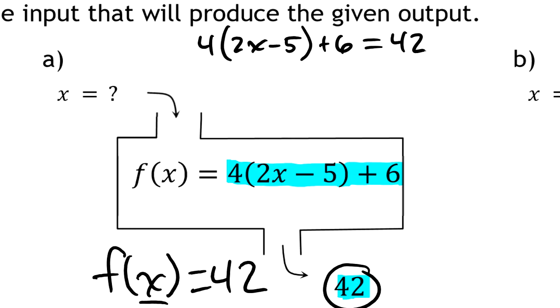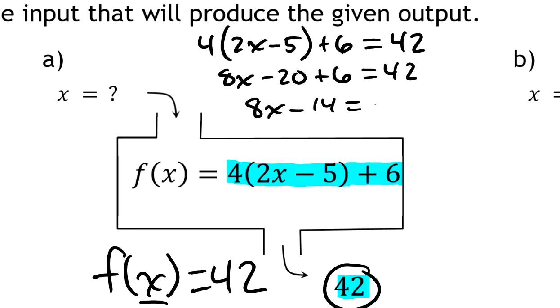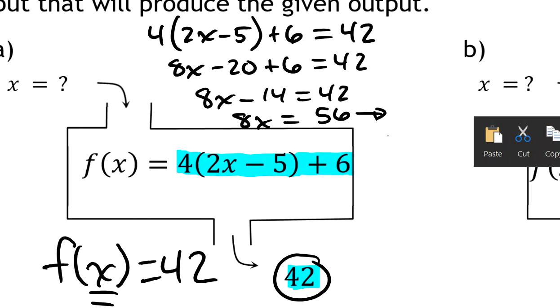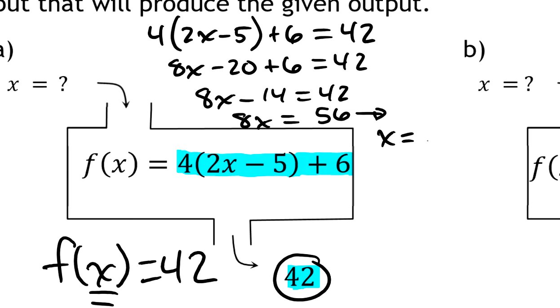I guess I'll subtract 6 from each side first. Actually, let me distribute this. 4 times 2 is 8x, and 4 times negative 5 is negative 20, plus 6 is 42. If I combine negative 20 and 6, that's negative 14. So 8x minus 14 is 42. I'm going to add 14 to each side, so 8x would have to be 42 plus 14, which is 56. Then I'll use the division property of equality, divide both sides by 8, and get that x is going to equal 7.